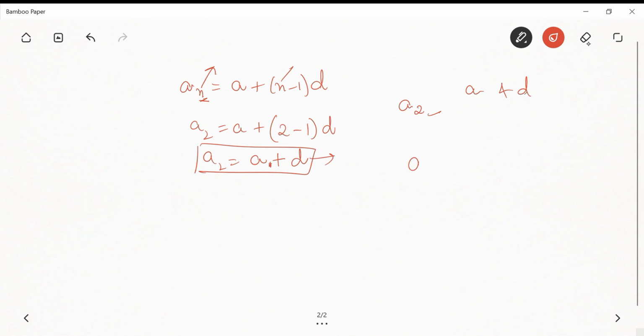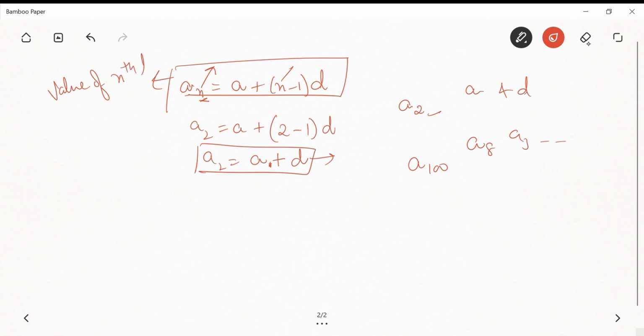Similarly, you can find out the value of a100, a8, a3 and so on. So this is the main formula for finding the value of the nth term.